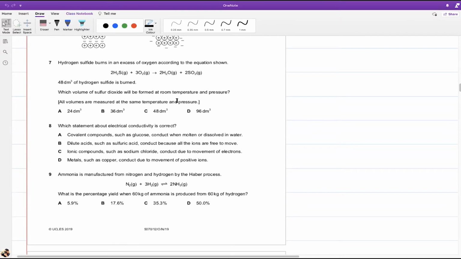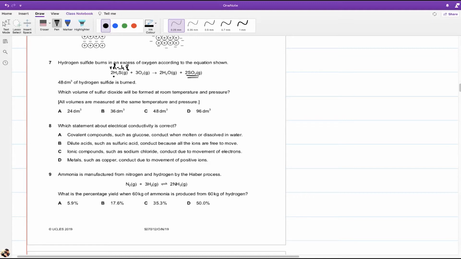Hydrogen sulfide burns in an excess of oxygen according to the equation shown below. 48 dm cube of hydrogen sulfide is burned. 48 dm cube tells me that this thing is a gas, right? So we know the volume of this thing, that's 48. Which volume of sulfur dioxide will be formed at room temperature and pressure? So we want to figure out this.